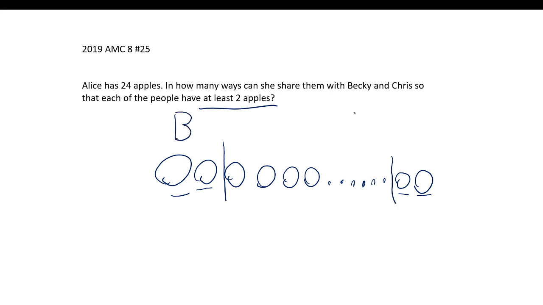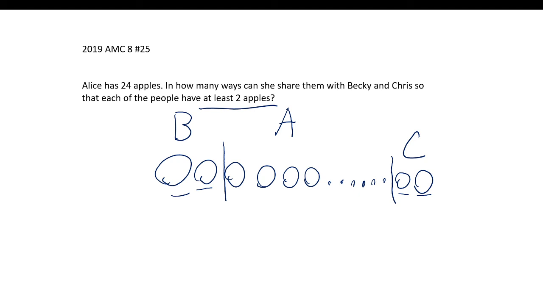That Becky and Chris get 2 apples, but then Alice gets 20 apples, since we have 20 minus 4. Alice gets 20 apples. But notice how we can't place any of these bars anymore to the right. Like, we can't place this over here, we can't place this over here, we can't place this bar over here. The bars have to be in this position, or we can go closer to each other.